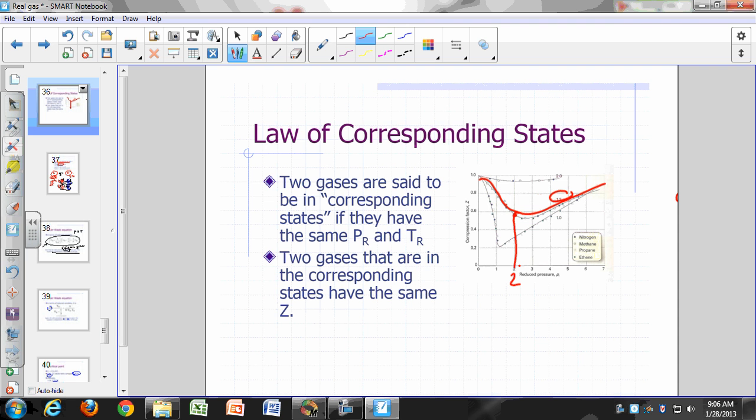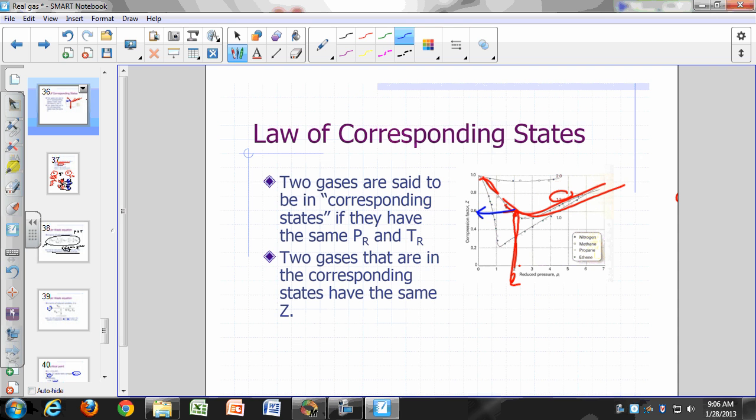So you calculate your PR and TR. You refer to a handbook that has a series of all these curves. So you look for the curve corresponding to the reduced temperature you're interested in. Let's say your reduced temperature, for example, is 1.2. Then you look for this curve right here. You locate your PR, and then you can look up what Z is. So let's say, what's our Z here? You get a Z of about 0.6.